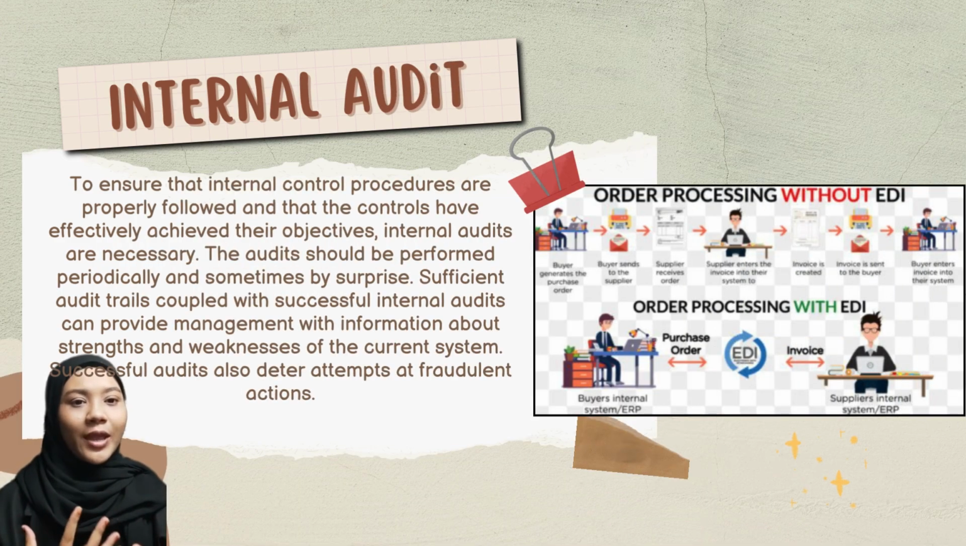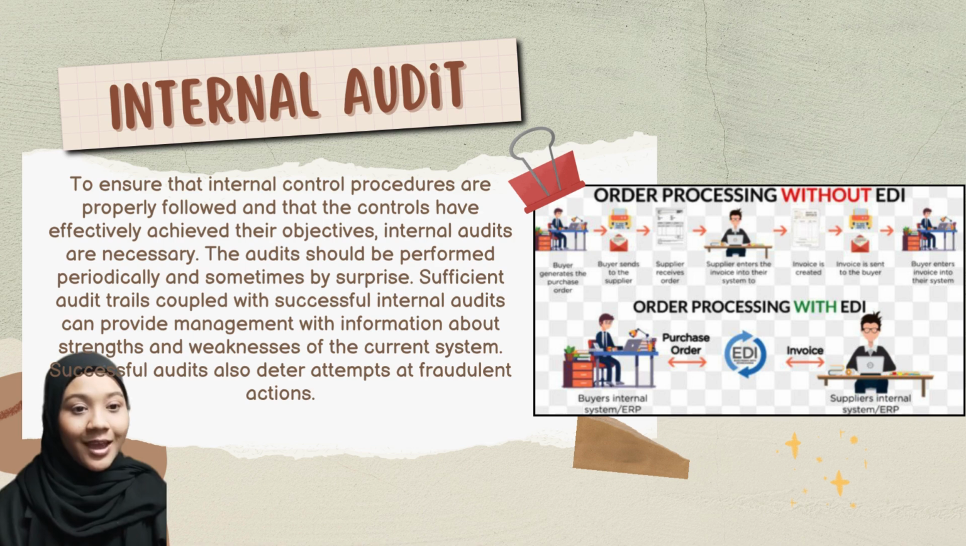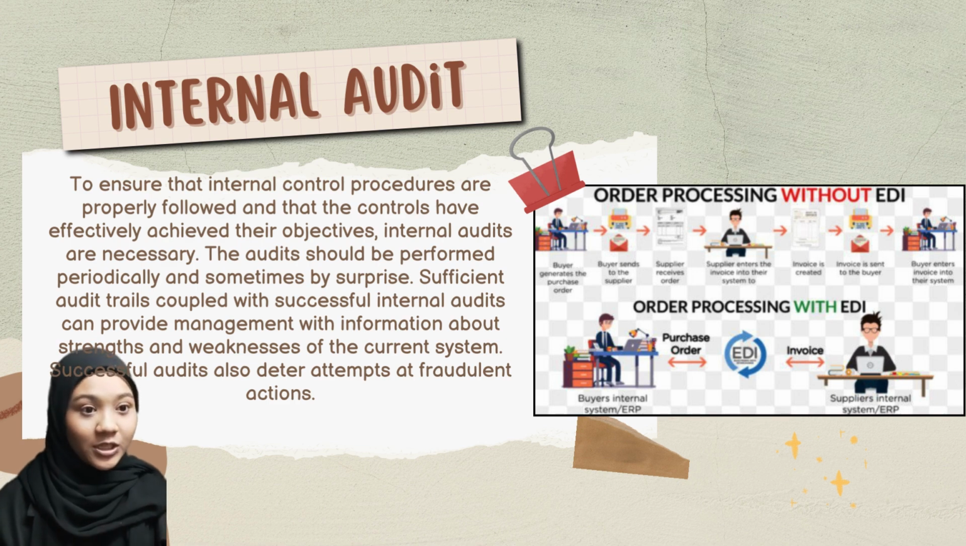Next one is internal audit. Internal audit is to ensure that internal control procedures are properly followed and that the controls have effectively achieved their objective, and internal audits are necessary. The audit should be performed periodically and sometimes by surprise. Sufficient audit trail coupled with successful internal audit can provide management with information about strengths and weaknesses of the current system. A successful audit also detects attacks and fraudulent actions.